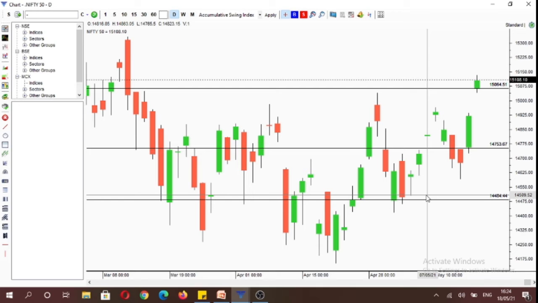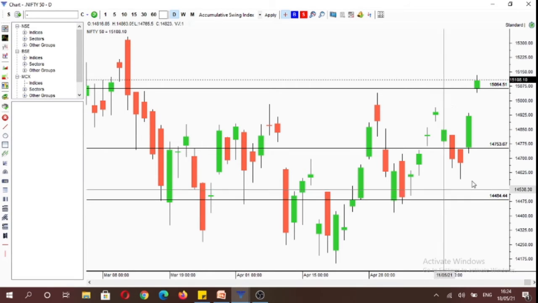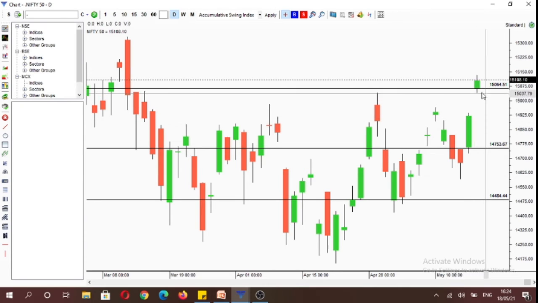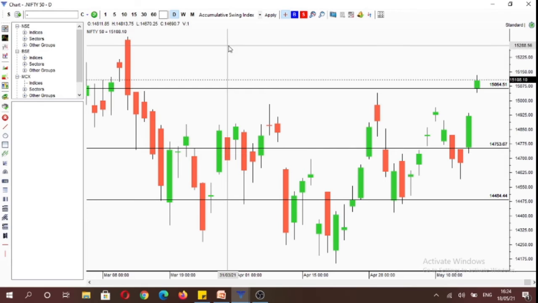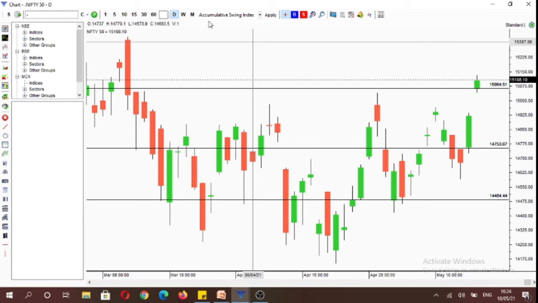That is, buyers were aggressive in lifting the offers. And if you see the structure, we have been making higher highs and higher lows on the index on the daily time frame. So we are in an uptrend based on the price action.